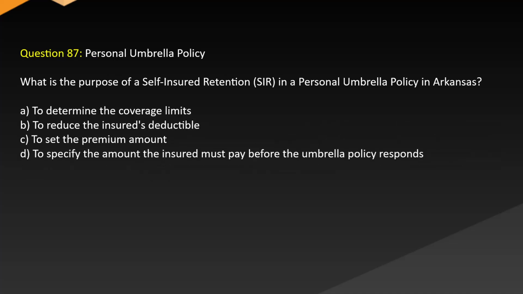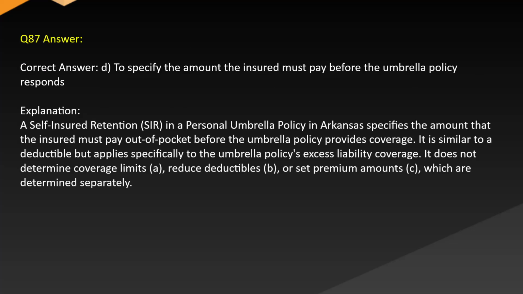Question 87. Personal umbrella policy. What is the purpose of a self-insured retention, SIR, in a personal umbrella policy in Arkansas? A. To determine the coverage limits. B. To reduce the insured's deductible. C. To set the premium amount. D. To specify the amount the insured must pay before the umbrella policy responds. Correct answer: D. To specify the amount the insured must pay before the umbrella policy responds.